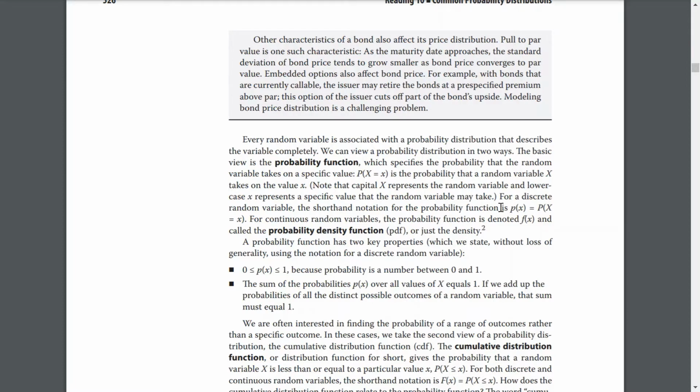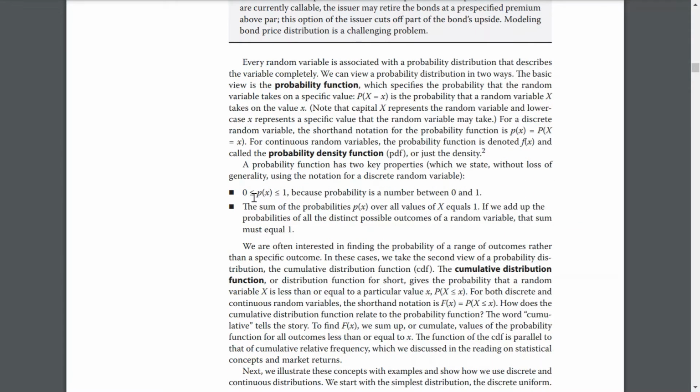For continuous random variables, the probability function is denoted as f(x) and called the probability density function, or the PDF, or just density. A probability function has two properties, which we state without loss of generality using the notation for a discrete random variable. First, probability must be between 0 and 1. It could also equal 0 or equal 1, because probability is a number between 0 and 1. Second, the sum of the probabilities p(x) over all values of x equals 1. If we add up all the probabilities of all the possible outcomes, they will equal 1.